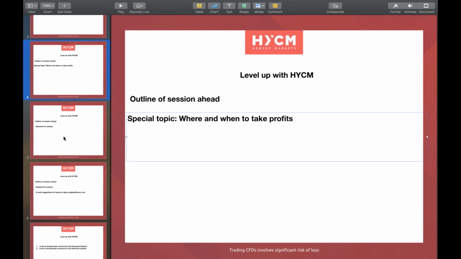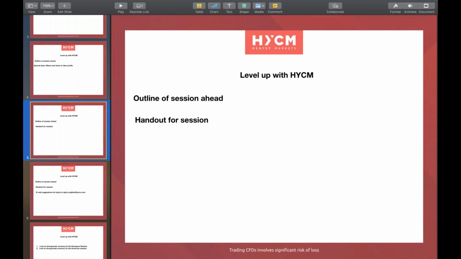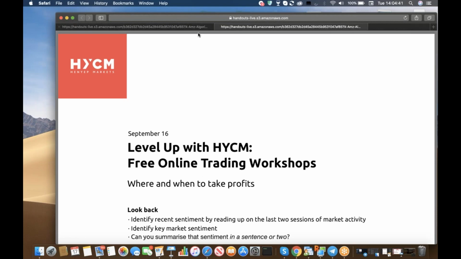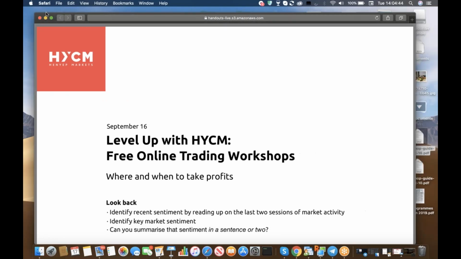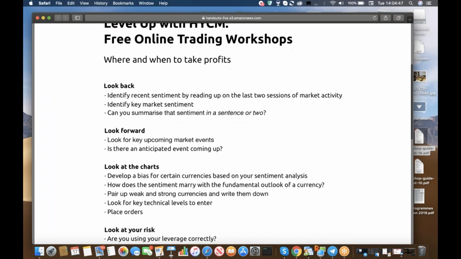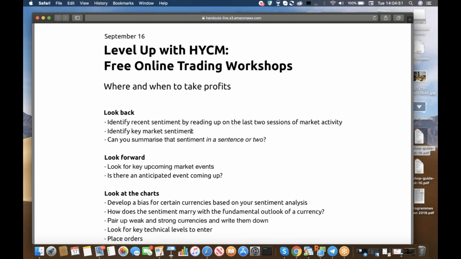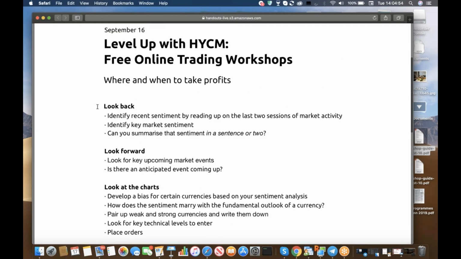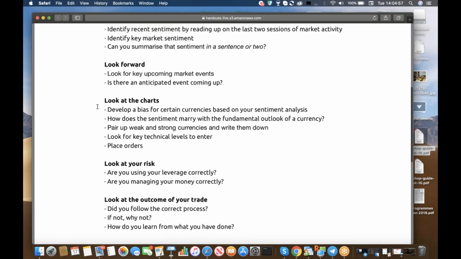So that's ahead. The handout for the session can be found under the handout section. On your GoToWebinar control panel, there is a handout panel. There's a little gray triangle pointing towards handouts 1 of 5, and underneath that handout section, you've got workshop guide September the 16th. If you click on that workshop guide, you should see this handout. The whole idea of this handout is that you can print it out, keep it by the side of your desk, and it covers the 5 basic pillars of trading for you to look at.